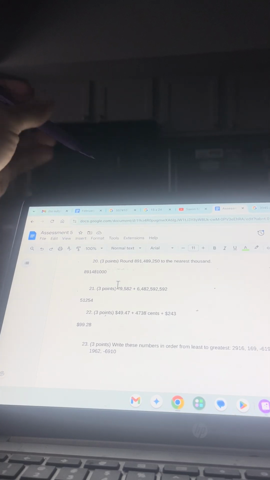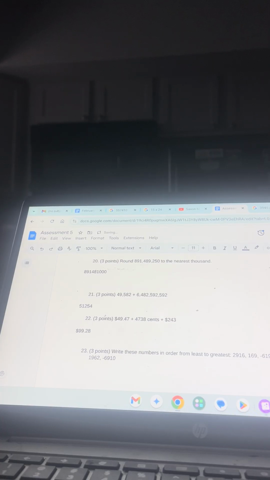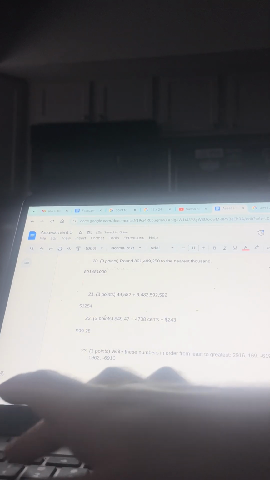That's what you should have written. But you missed one number, so you got partial credit. We'll say 1 point though, because that was the whole thing, is you're supposed to round it.